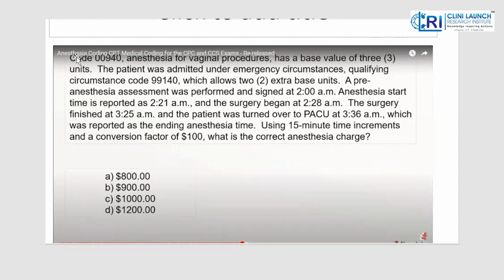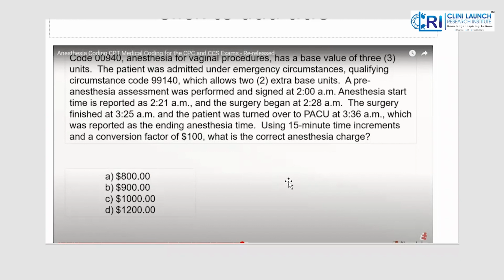The code is given, but we should calculate the correct anesthesia charges. Here the anesthesia is for a vaginal procedure, which has a base value of 3. The patient was admitted under emergency circumstances, qualifying circumstance code 99140, which allows 2 extra bases. A pre-anesthesia assessment was performed and signed at 2 a.m. Anesthesia start time is 2:21 a.m.